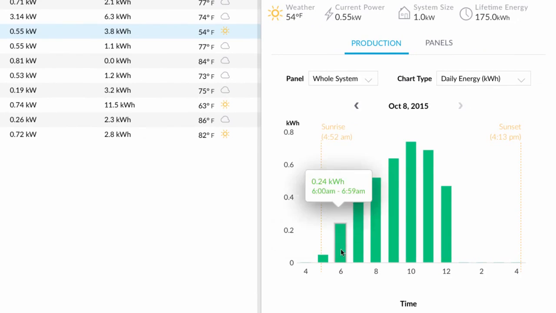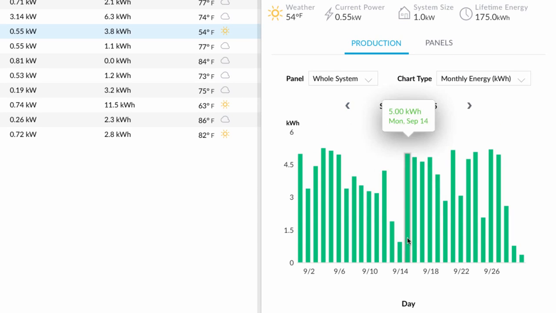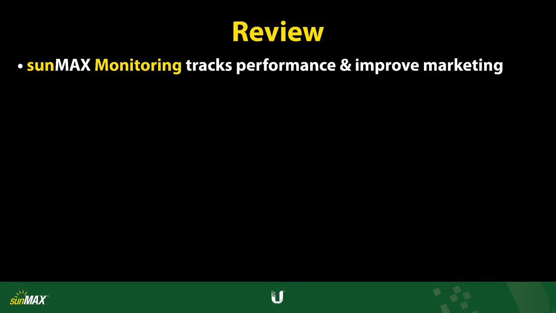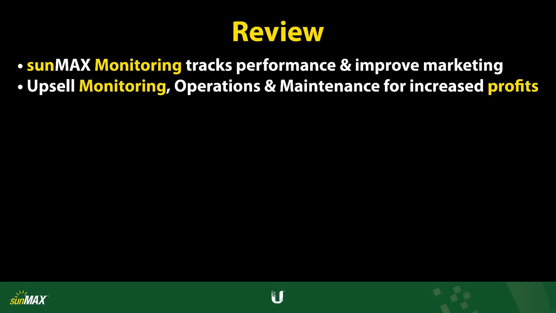Click on a customer site to see information as it relates to the power and energy produced by the SunMax system. To review, the ability to monitor the system allows you and your customers to track the performance of the SunMax system, allowing you to more effectively market to prospective customers. Together with the monitoring software, you can upsell operations and maintenance support to the customer for increased monthly profits over the lifetime of the system.